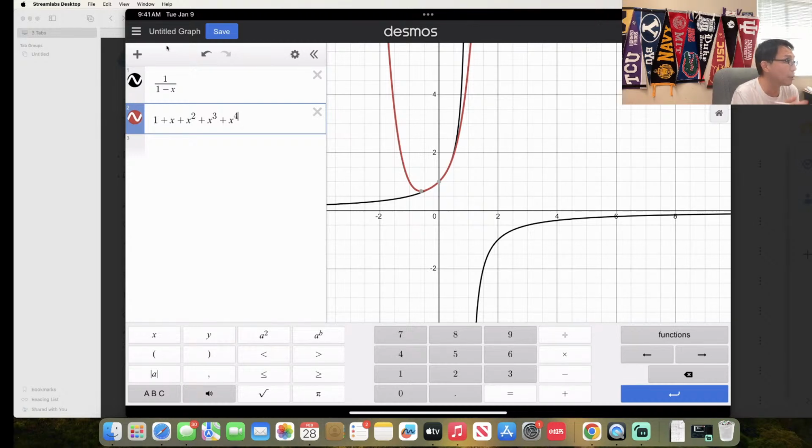The red function can only represent the black one between certain intervals. That's called the interval of convergence. Because going to infinity, the power series cannot truly represent the function. Does that make sense? The power series cannot represent the function because the series diverges.